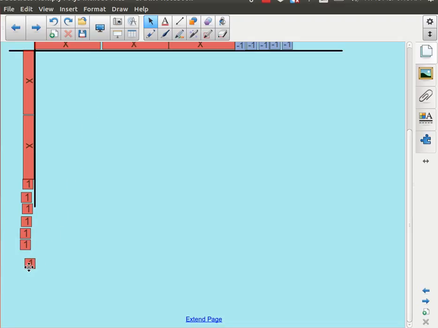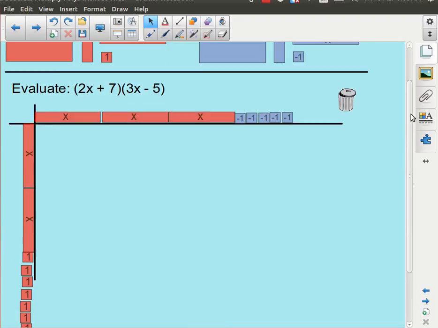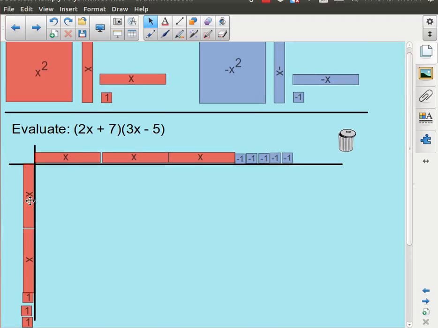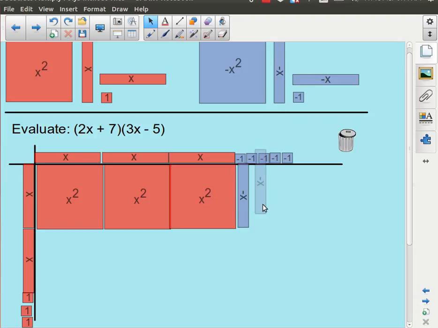And now I have to do my multiplication. And to do that, well, it starts off easy enough. I've got an x times an x, and then an x times an x, and an x times an x. Now I've got a -1 times an x. That's a -x. Bring all of these in. And then I've got another x times an x, so that comes down.